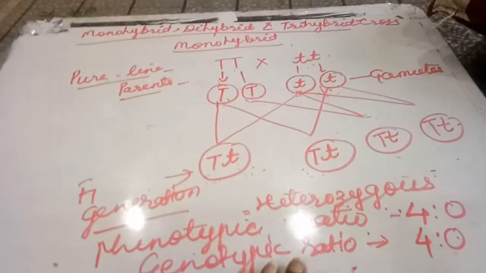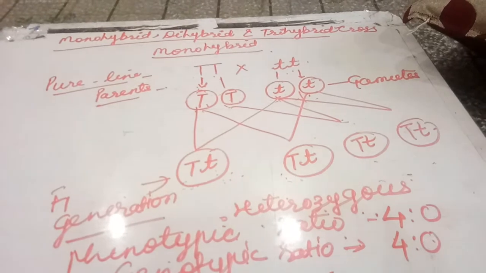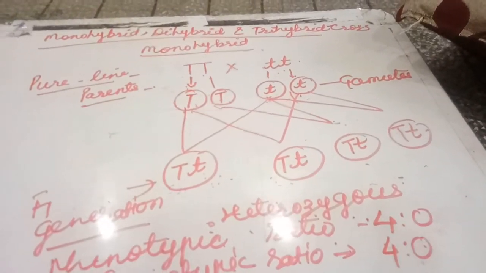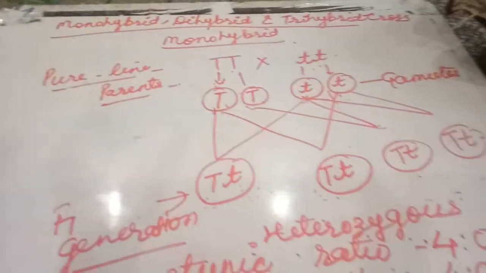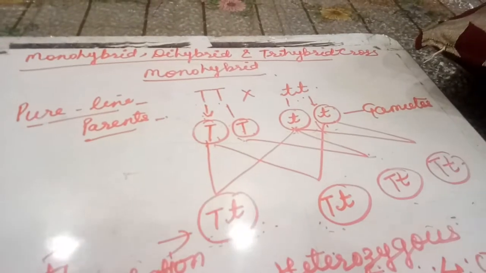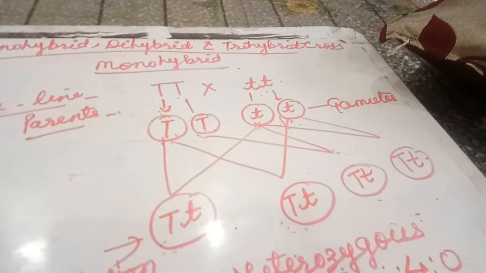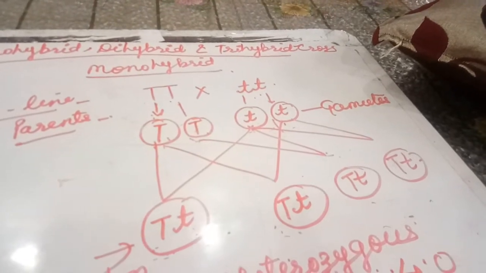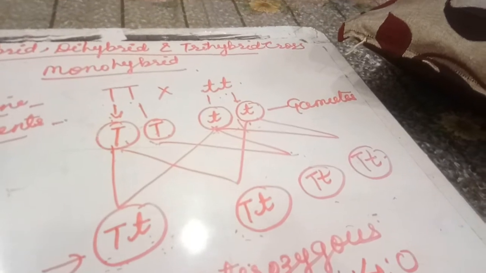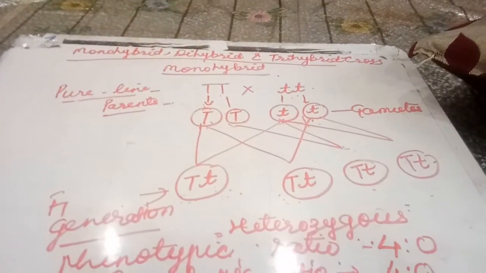Students, in this video we'll start a new topic: the monohybrid cross, dihybrid cross, and trihybrid cross. What about the monohybrid cross? In the monohybrid cross we take only one character of a plant. In the dihybrid cross we take two characters for the cross, and in the trihybrid cross we take three characters for the cross. Let's start the monohybrid cross.